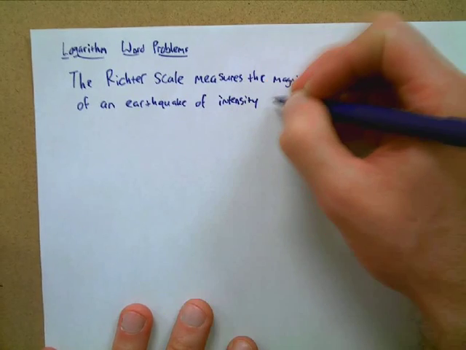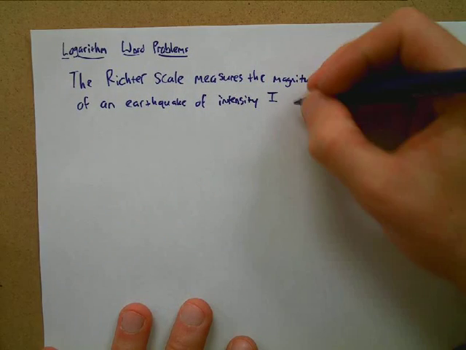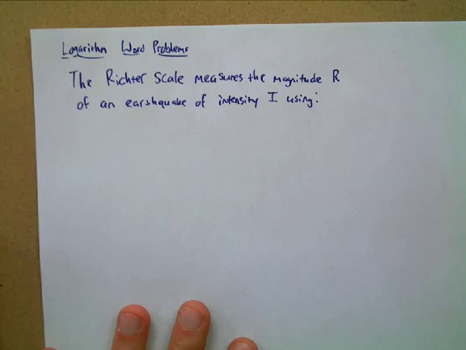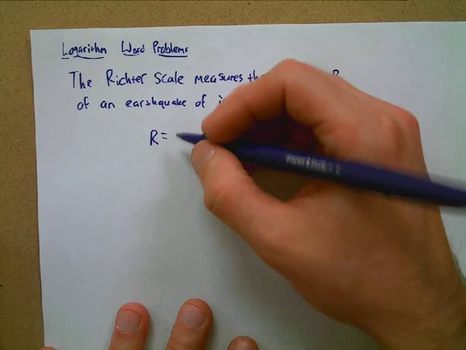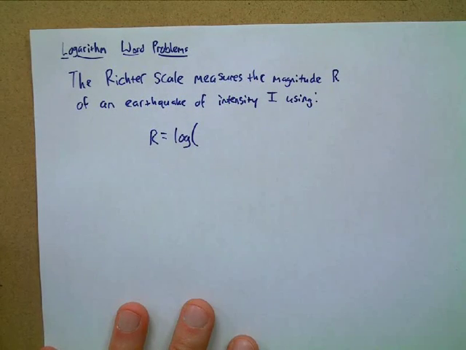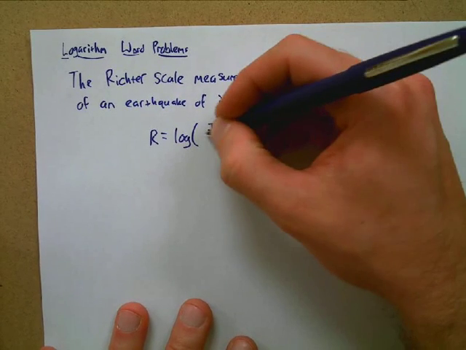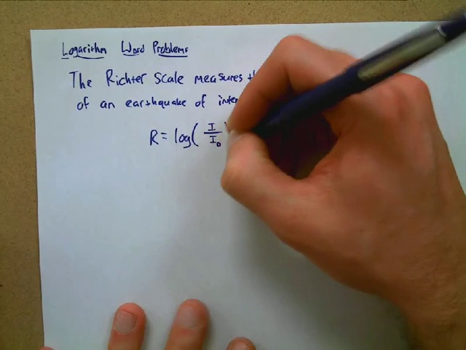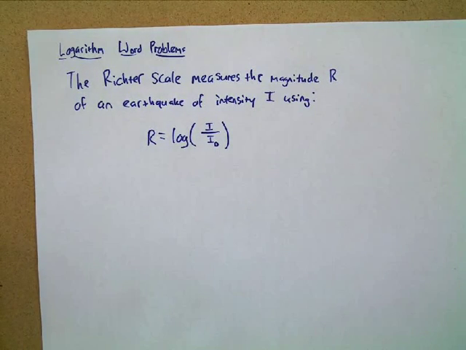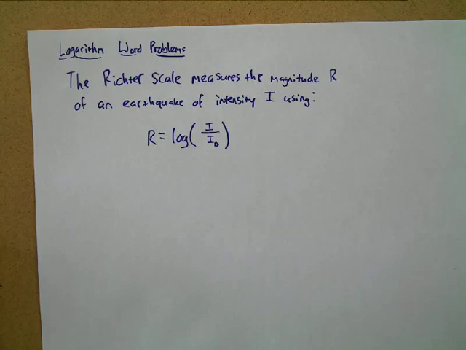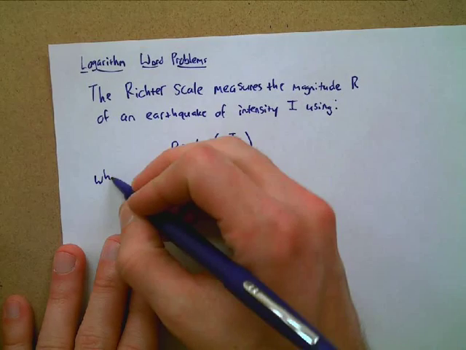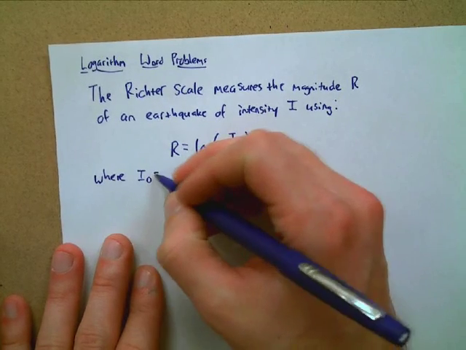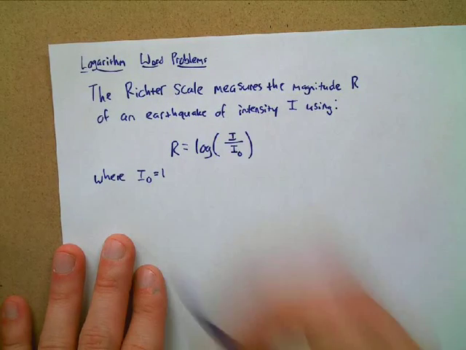So the Richter scale is equal to the log of I over I sub 0. Again, there's that sub 0 I told you about, so we know already that's like an initial quantity or a starting quantity. In this case, I sub 0 is equal to 1, where I sub 0 equal 1 is the minimum intensity used for comparison.